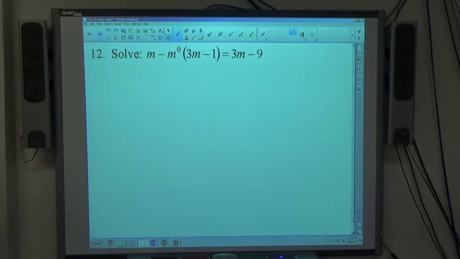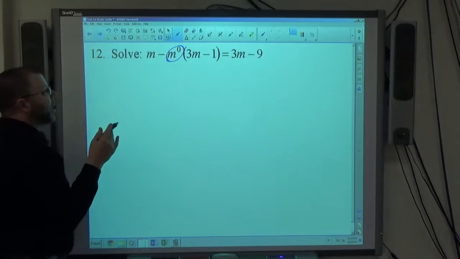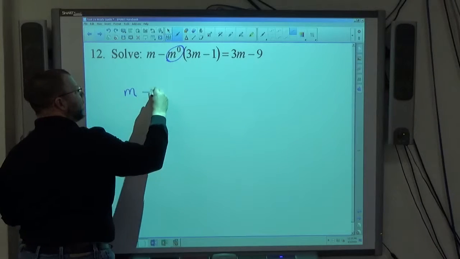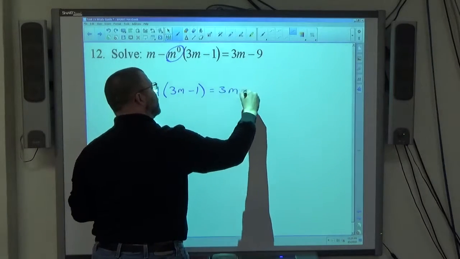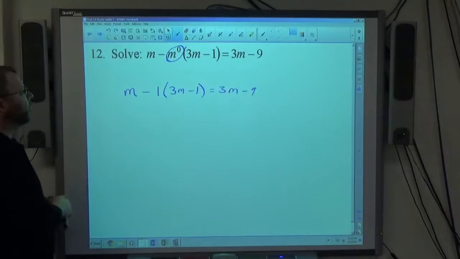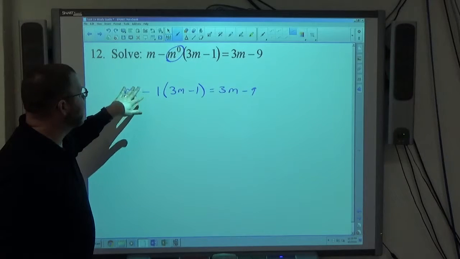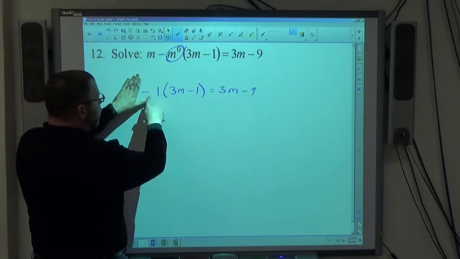Number 12, solve. First thing I notice is a zero power here. So the first thing I would do before I do anything else, I would copy the problem back down: m minus 1 parentheses 3m minus 1 equals 3m minus 9. I would immediately make that m to the 0 equal to 1. The minus sign is not being raised to the 0 power, so it stays minus. And this is being subtracted, so it's not m times that stuff. It's just negative 1 times this stuff.